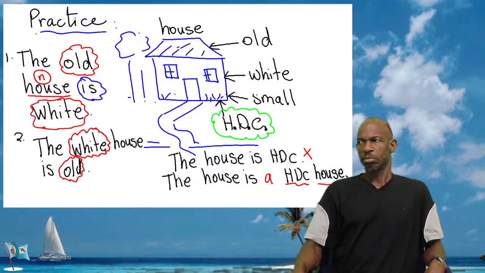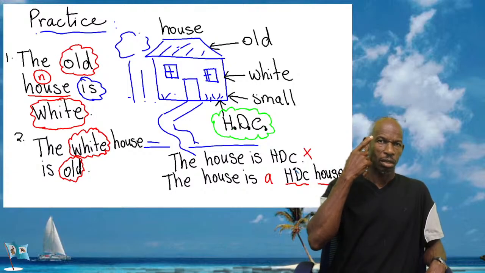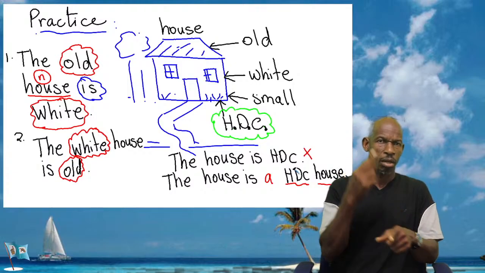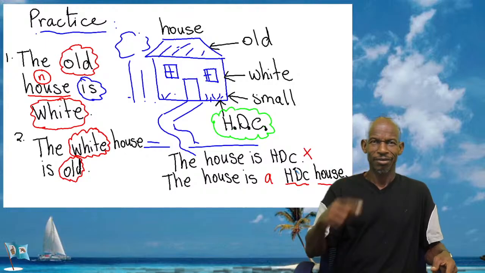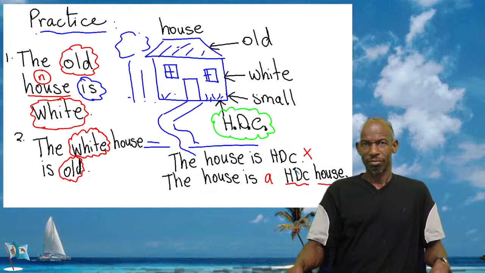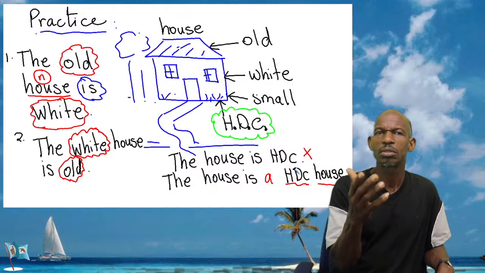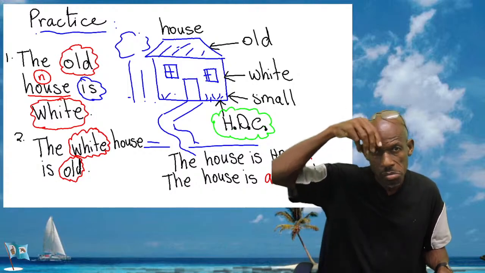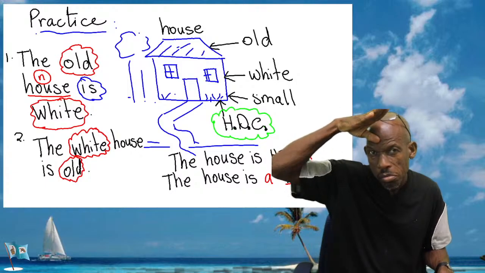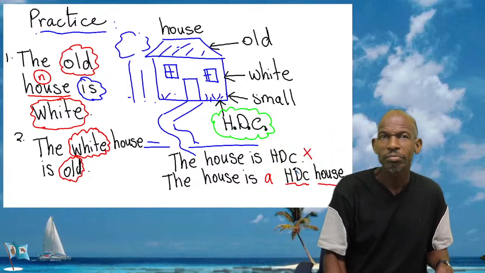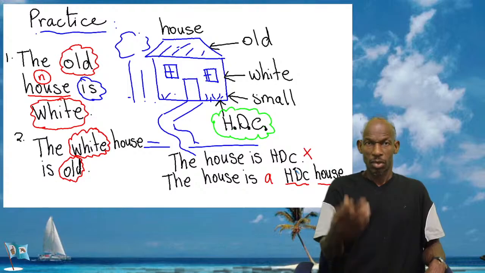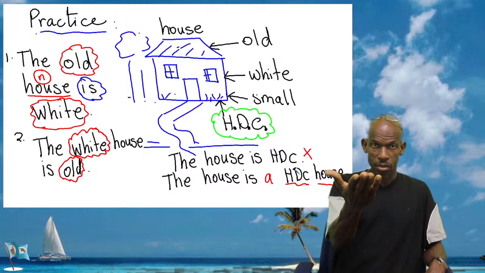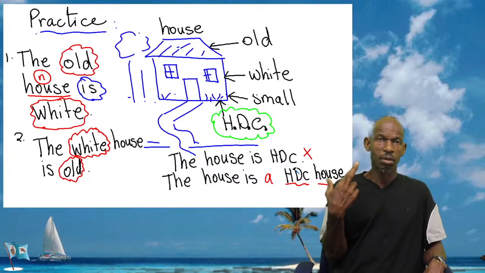Thank you, Sabriki. So this is the correct way to say it, a HDC house. All right. Any other question? Sabriki, you have another question? You understand? Yes, Sabriki, you have another question? Yes, Rebecca. I'm seeing Rebecca's hand waving. Yes, Rebecca.